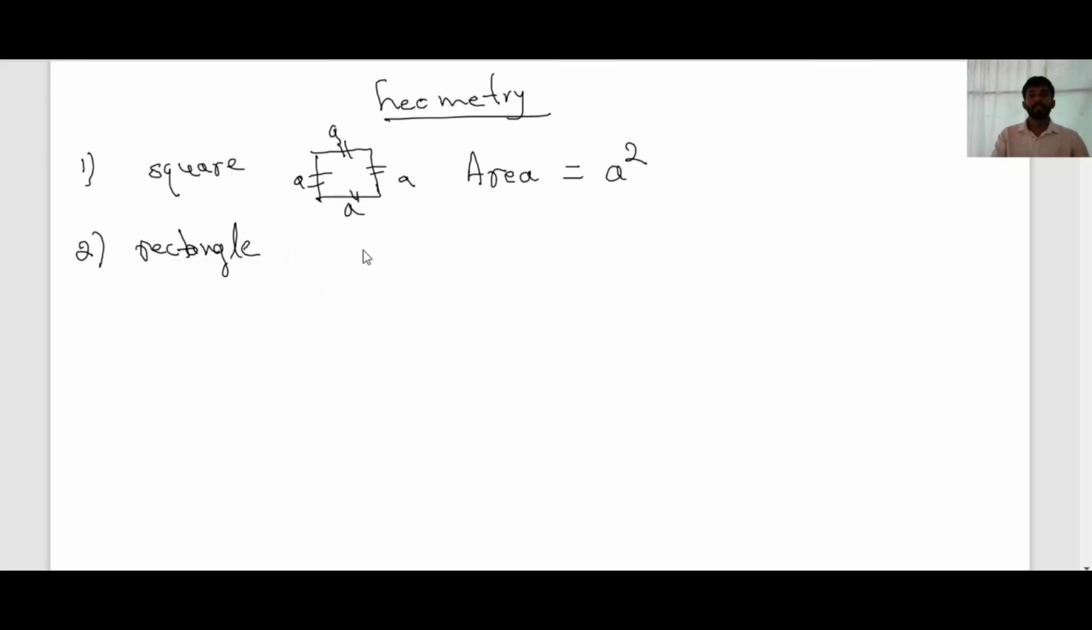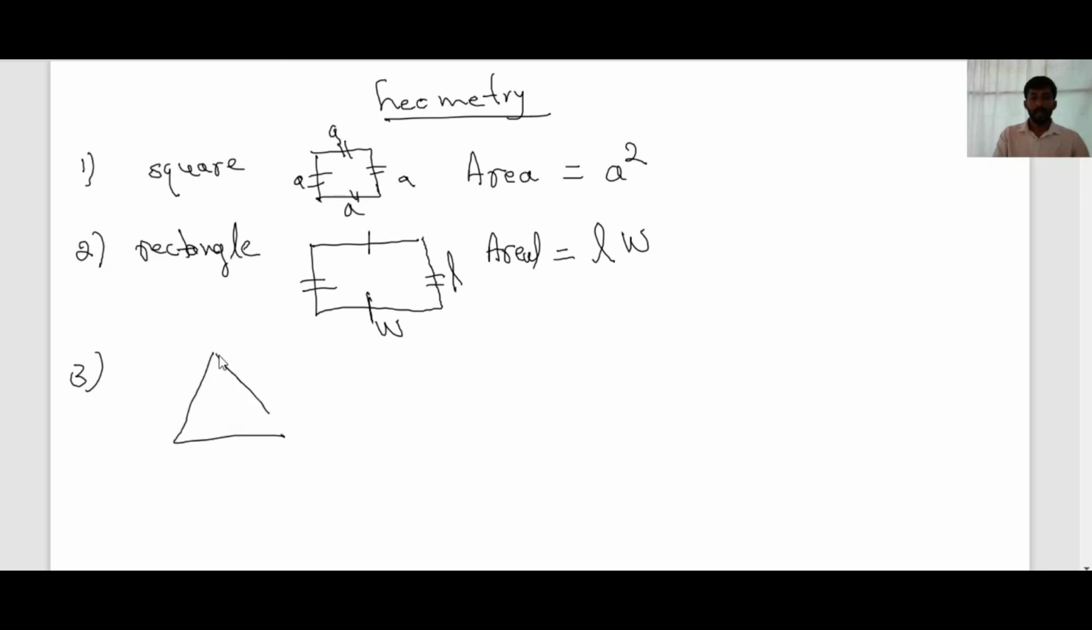Okay, what's the area of the rectangle? See the diagram for the rectangle. What's the condition for a rectangle? Opposite sides are parallel and equal, right? Okay, suppose L is the length, W is the width, then the area of the rectangle is equal to L into W.